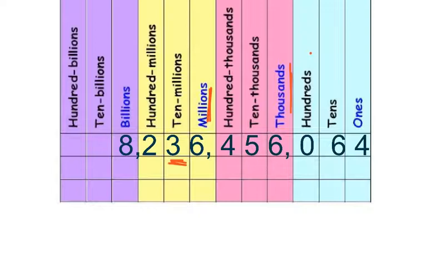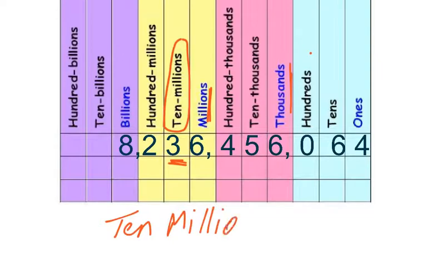And it looks like our 3 is right here in the millions period, and it is in the 10 millions place. So when it asks what place is it in, we're looking for the word, and the place name is the 10 millions place. So that's what you would be writing on the first blank. Go ahead and take a moment to jot that down.